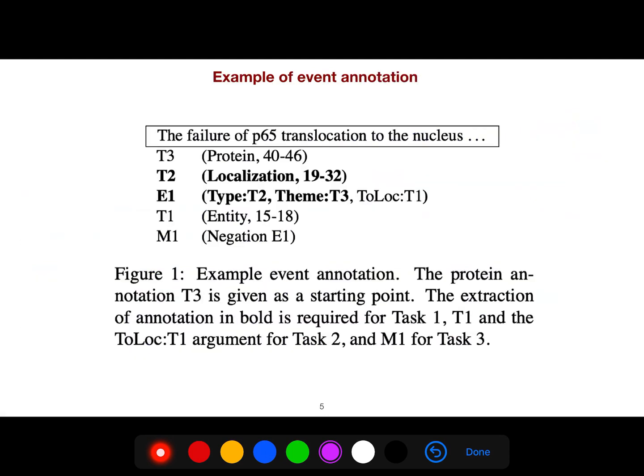So this is an example of event annotation. You see the protein annotation T3 is given as a starting point. The extraction of the annotation in bold is required for task 1, and the additional annotations are required for task 2 and for task 3.